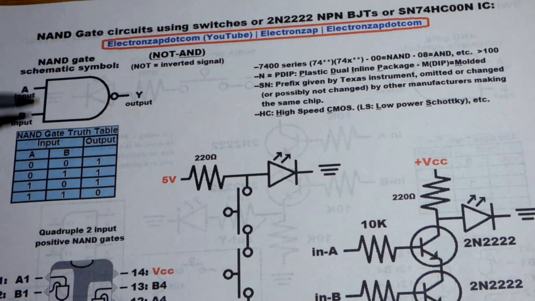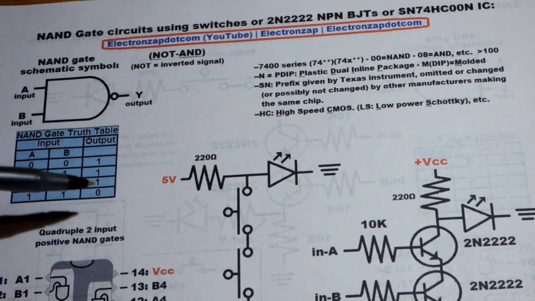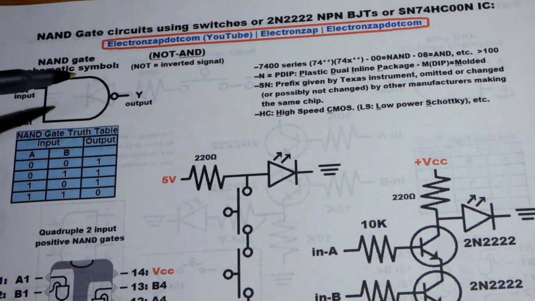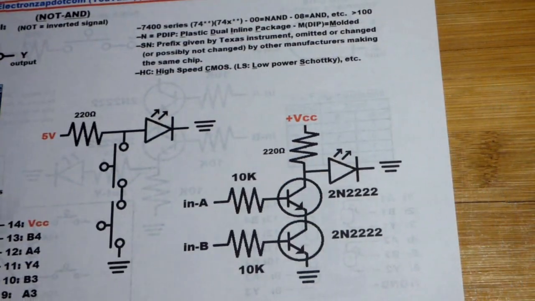We're only dealing with 2 inputs in this video, but there's integrated circuits and other things that have more inputs. But we're going to stick with 2. That's simplest. But if both of the inputs are high, then the output is going to be low. So we have the opposite of what we had with the AND gate. The signal is inverted. So let's begin with a switch demonstration circuit.